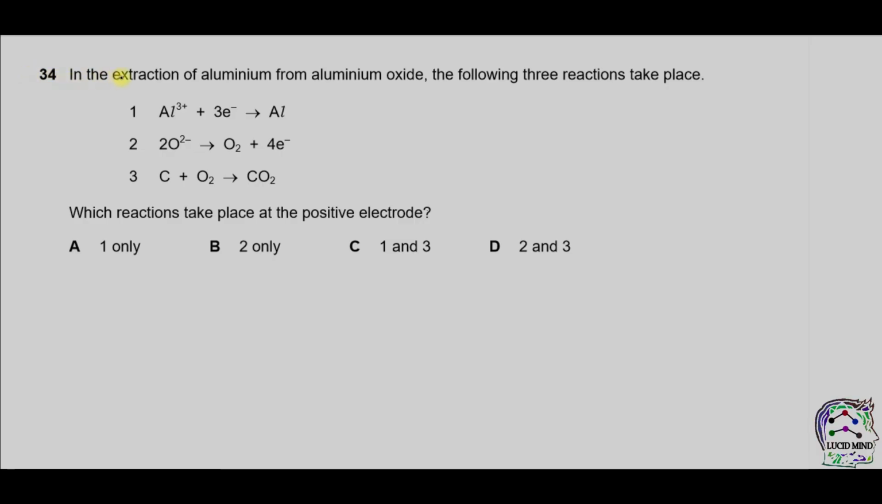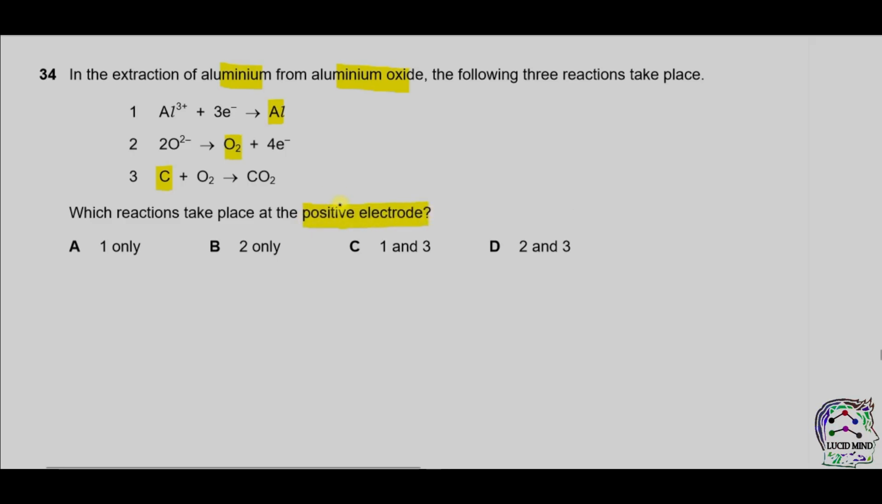Question 34. In the extraction of aluminum from aluminum oxide, the following three reactions take place. They have given the reactions. One is aluminum 3 plus forms aluminum metal. Second is oxide ion forms oxygen. Third is graphite, which reacts with oxygen to form carbon dioxide. Which reactions take place at the positive electrode?